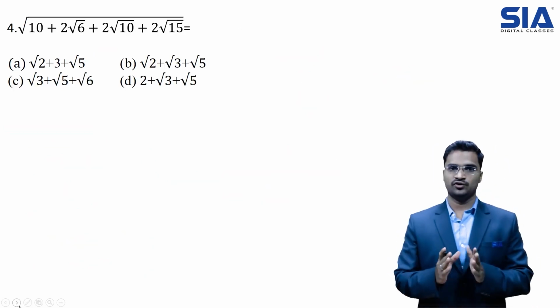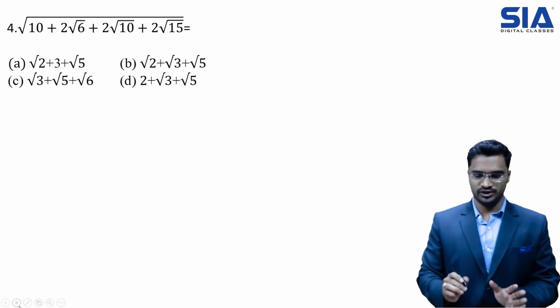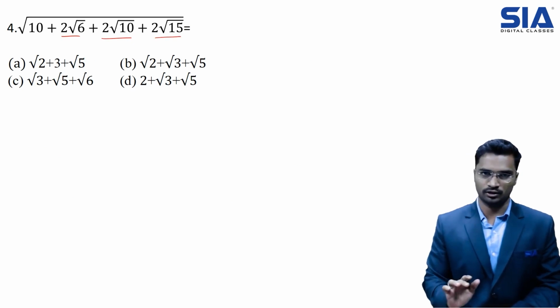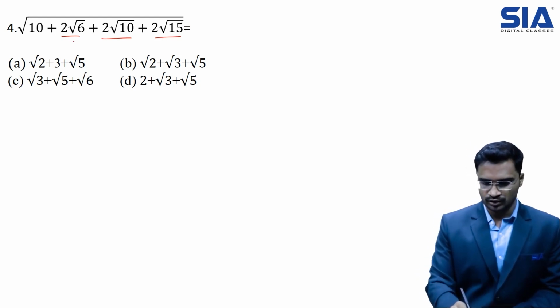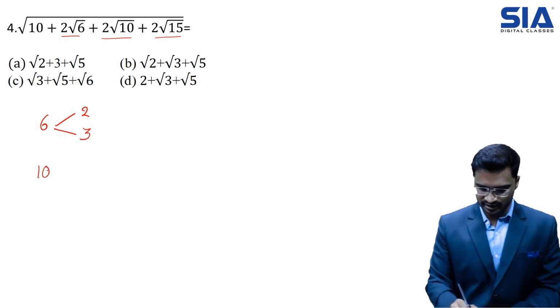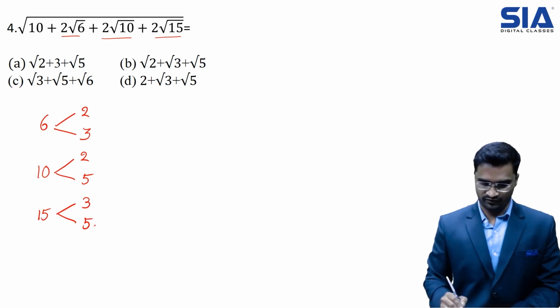Now coming to the fourth question. Here, whenever you see a pattern like this, you have to check whether these are in 2 root 2 format or not. These are in 2 root 2 format. Now let us take the values under root. So here under root we have 6. 6 can be written as 2 3s are 6. Now 10. 10 can be written as 2 5s are 10. And 15. 15 can be written as 3 5s are 15.